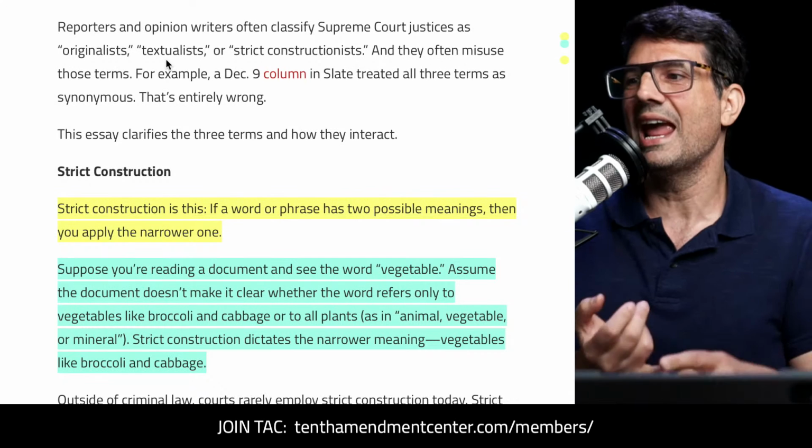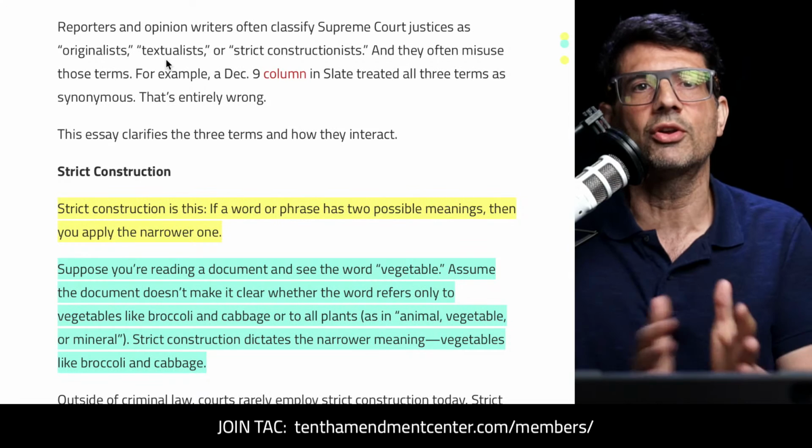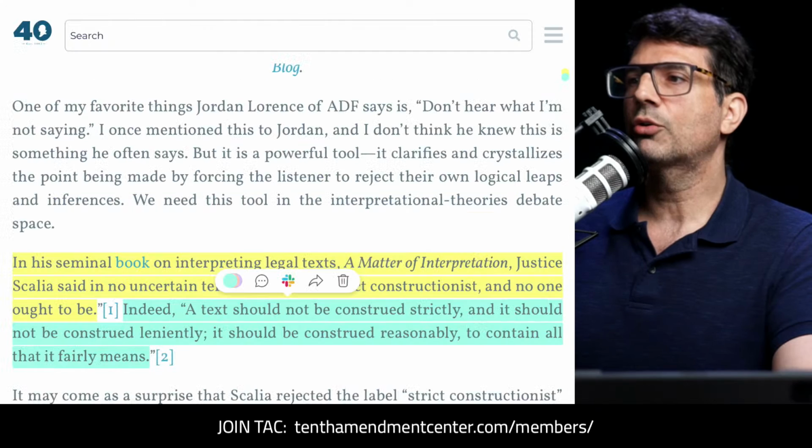Strict construction would dictate the narrow meaning, vegetables like broccoli and cabbage, rather than the broader one. So that's just an approach where you have two versions. You're always going to go with the more narrow meaning. Now, Christopher Cook over at Federalist Society has a really interesting post on this.